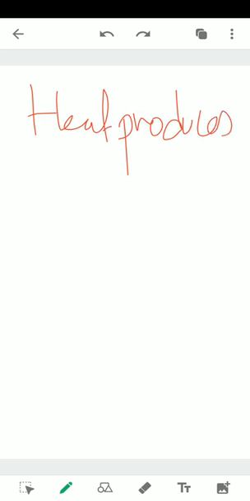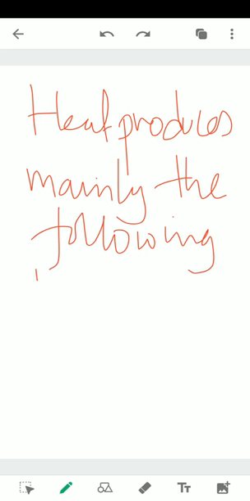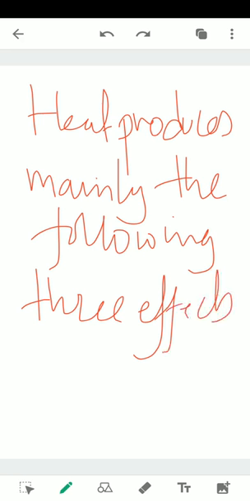So whenever this heat transfer takes place, it will have some effect on the bodies in which the heat is getting transferred or heat is getting transferred from. So I can say heat produces mainly the following three effects. So we are going to see the three effects produced by the heat. So let us start them one by one.